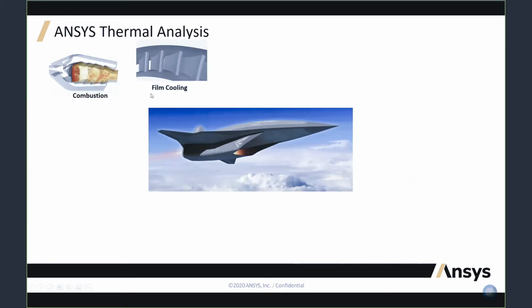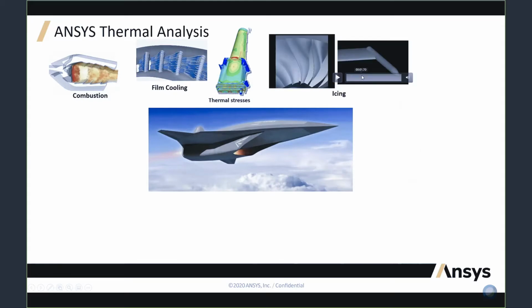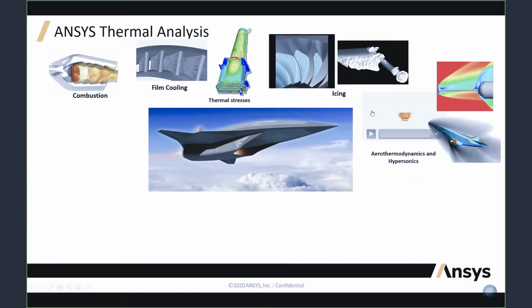Here I'm going to show some examples of ANSYS thermal analysis, how we can solve some of these complex problems related to the aerospace and defense field. One example is combustion. These are all simulations using our own software. Things like film cooling. Here we're showing a first vane for a turbine, showing the propagation of the film as it goes out from inside the passage of the airfoil itself. Things like thermal stresses, icing, where we can look at not only the deposition of the ice on the surfaces, but also the crack propagation within the ice that was formed.